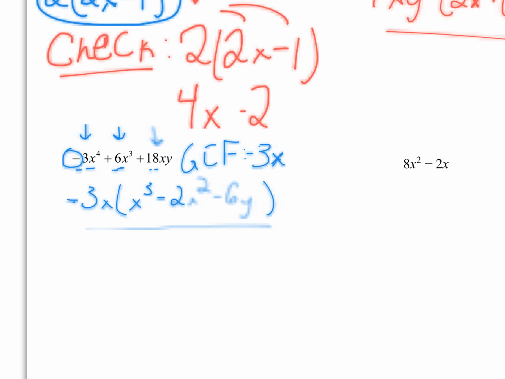Sorry, my pen is really working rough today. There we go. X squared. Last one, if I take it out of this last term, negative 3 from 18, if I divide that, that's going to give me negative 6. X from x, well, those cancel, and I'm left with a y. There's my factors.